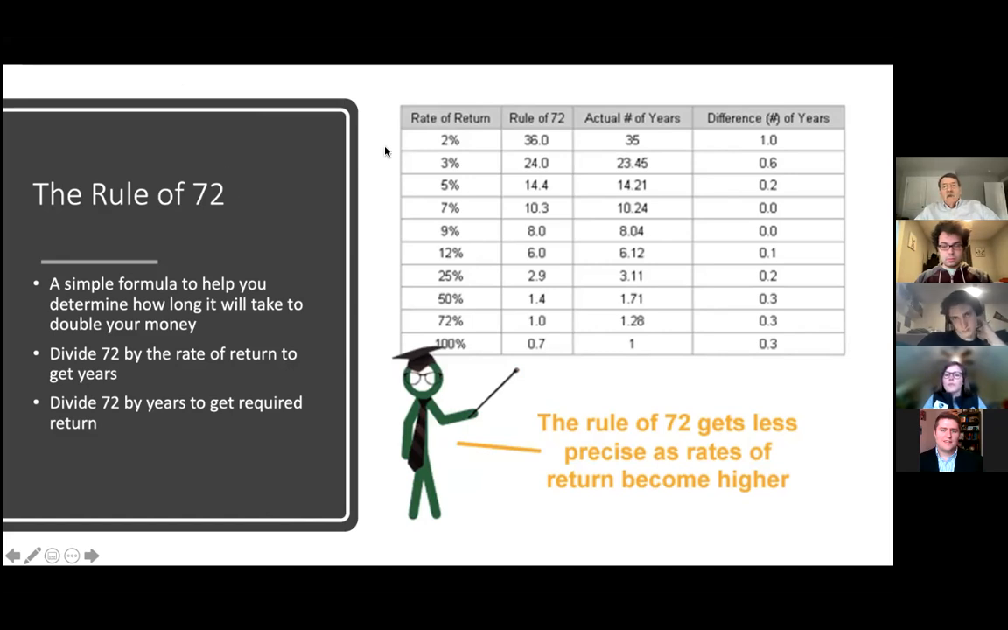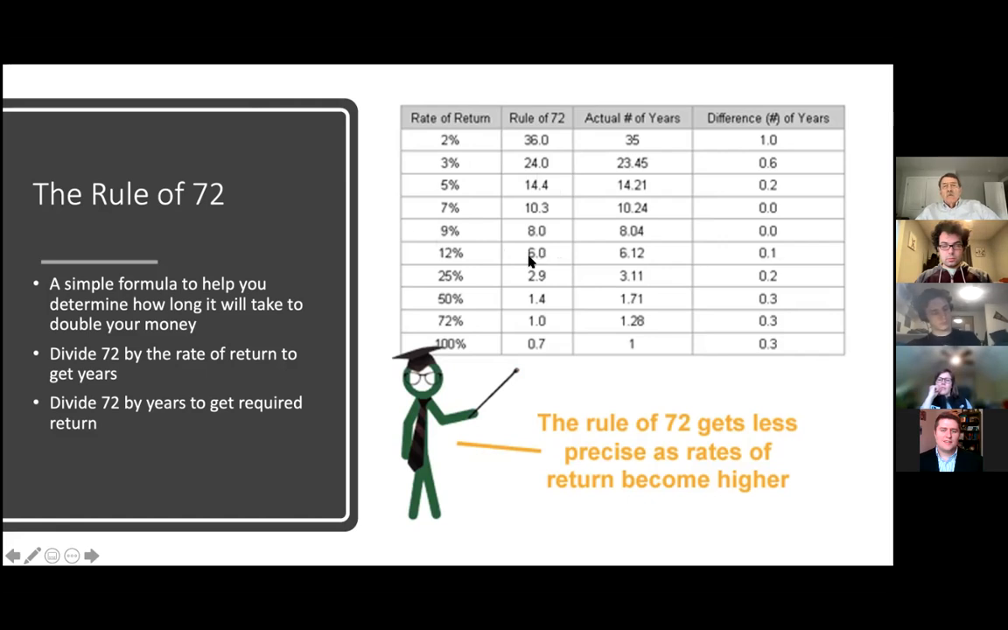So if you have a 5% rate of return, you divide 72 by 5, and you get 14.4 years to double your money. If you earn 12%, it takes 6 years to double your money. So there's a big difference between 5% and 12%. It's a difference between 14.4 years and 6 years.